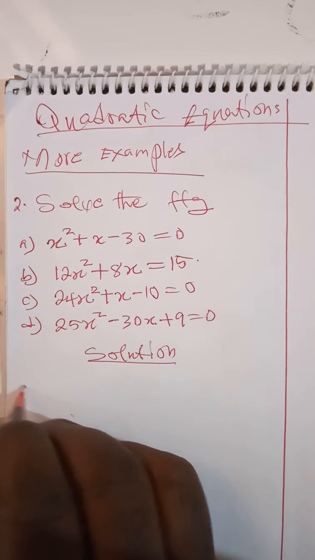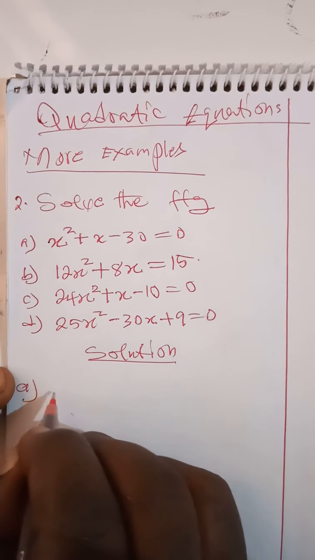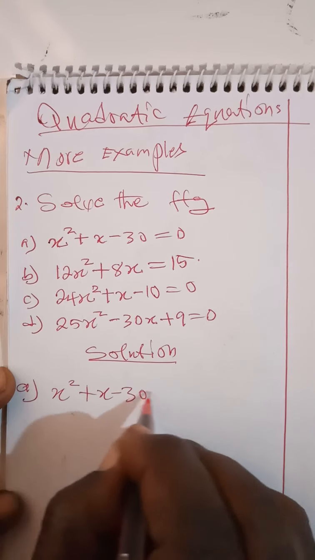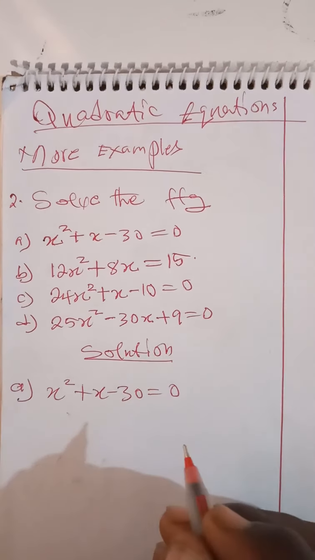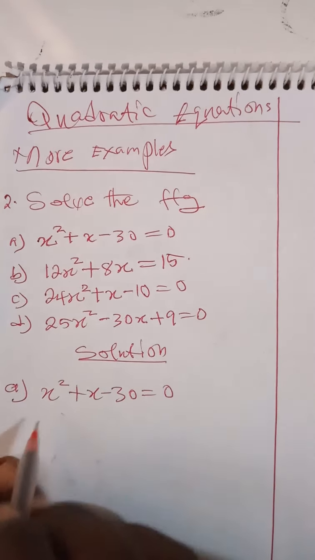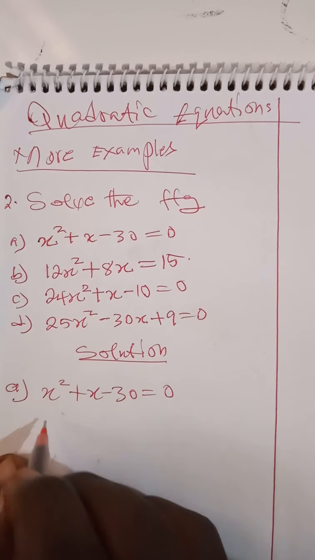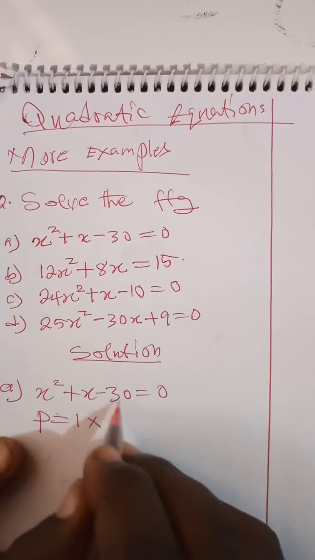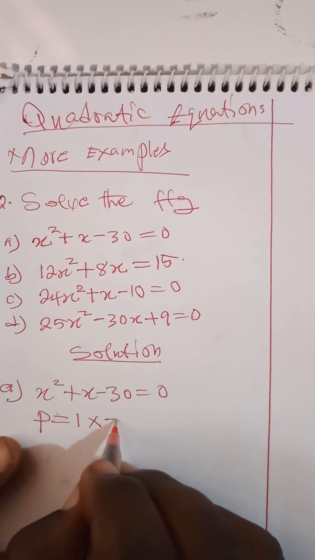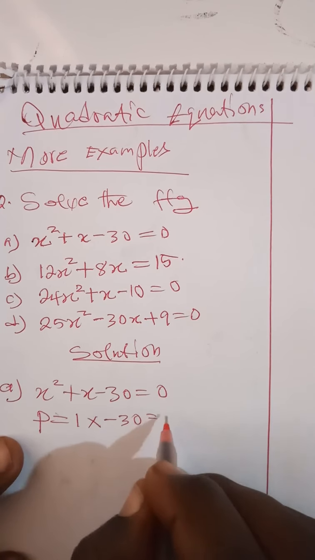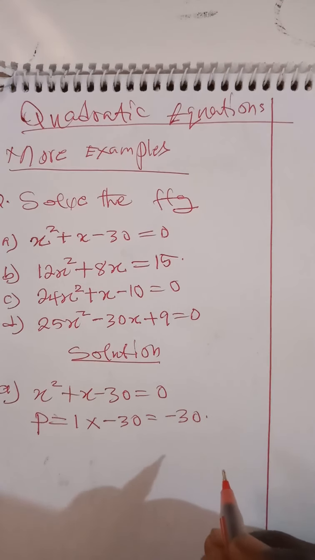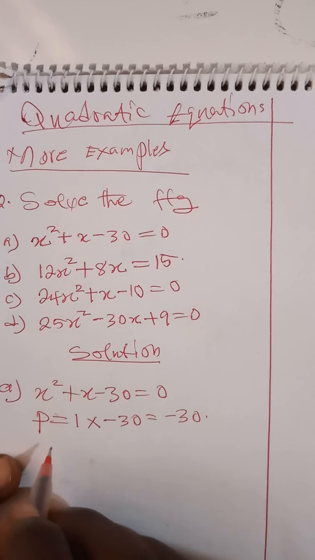The first one is, we have x squared plus x minus 30 is equal to 0. All I need to do again, of course, you can see the coefficient of x squared here is 1. So the product is going to be 1 times the constant term here, which is minus 30. So the product is minus 30. Good. The sum I'm dealing with here is what?